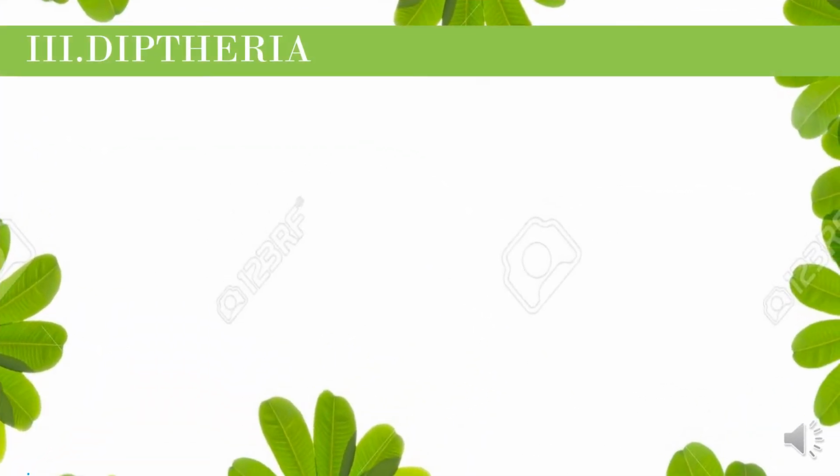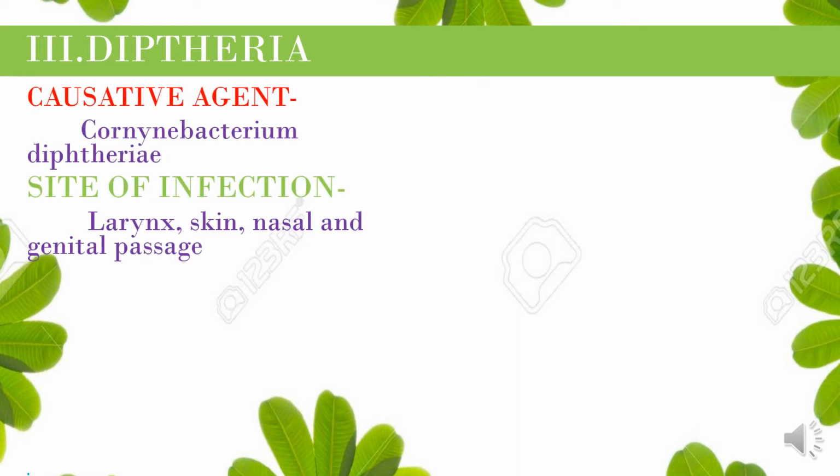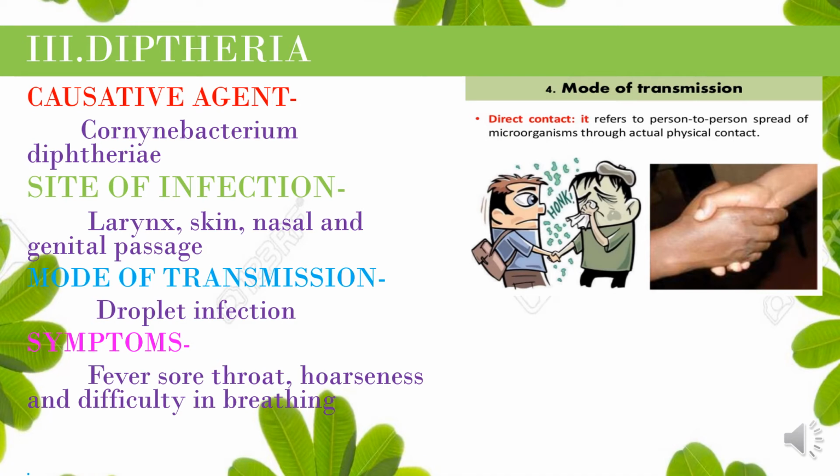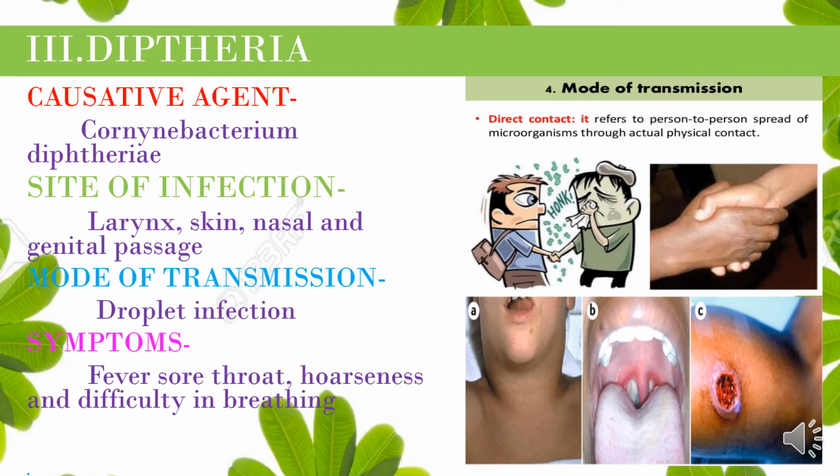The next disorder is diphtheria. It is caused by Corynebacterium diphtheriae. It usually affects the larynx, the skin, nasal and the genital passage. Usually it is transmitted through the droplets of an individual while coughing and sneezing, also by direct contact with the patient. The common symptoms are fever, sore throat, hoarseness and difficulty in breathing. The patient will have fever and some pain in the throat and difficulty in speaking as well as in breathing.